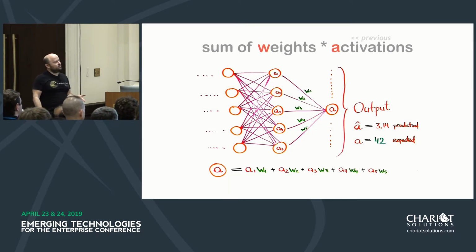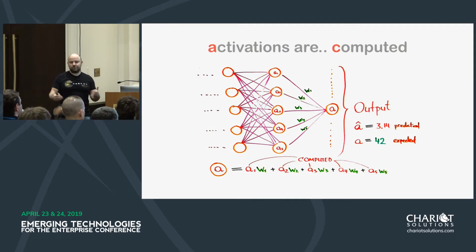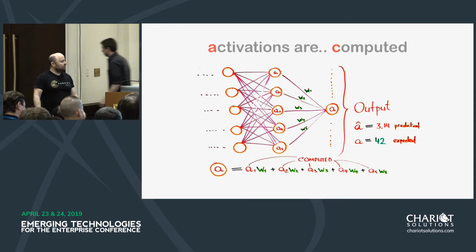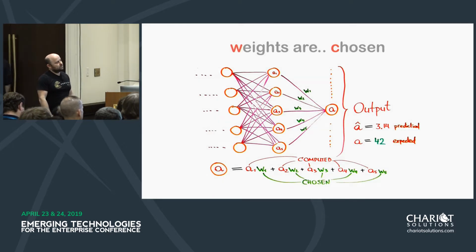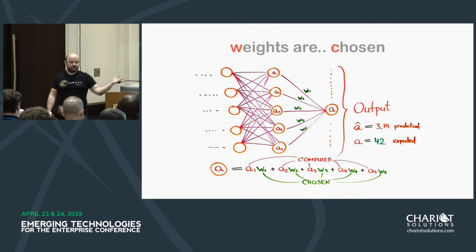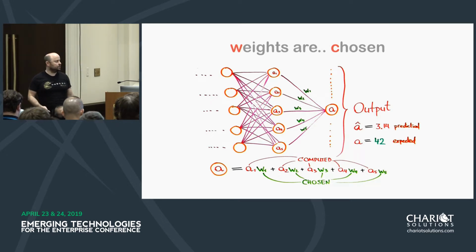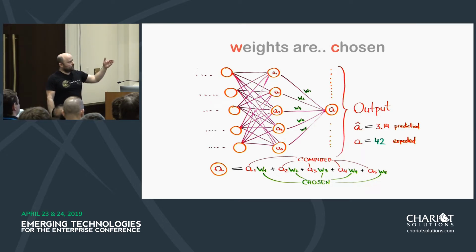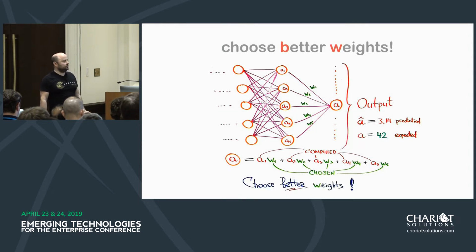We probably won't be able to change A because it's computed. It flies through the whole network and gets computed. But maybe we can change the weights, or parameters, as they're also called, because we choose them. Remember I said that they're random numbers, so we choose them. So what to do? How do we drive that loss down? Well, it's simple. You just choose better weights. Well, it's not simple.